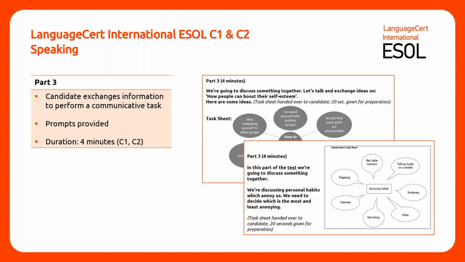In Part 3, C1 and C2 level candidates and the interlocutor exchange information in order to perform a communicative task. The task takes the form of a discussion or negotiation based on written prompts. The duration of Part 3 is 4 minutes for both C1 and C2 level candidates.